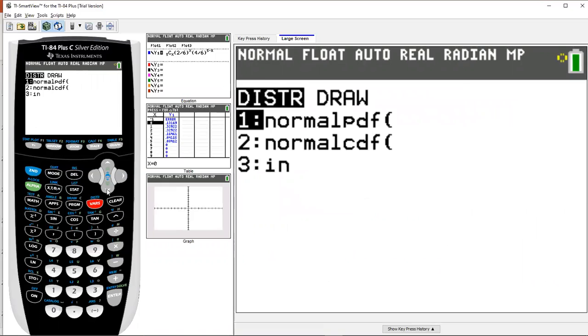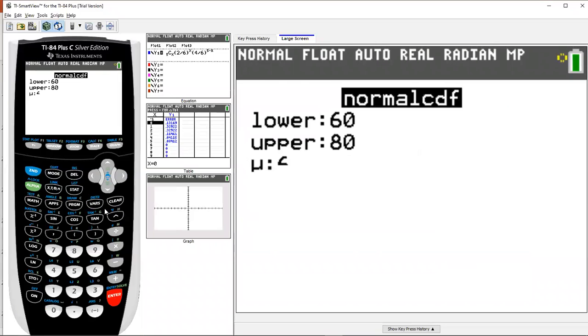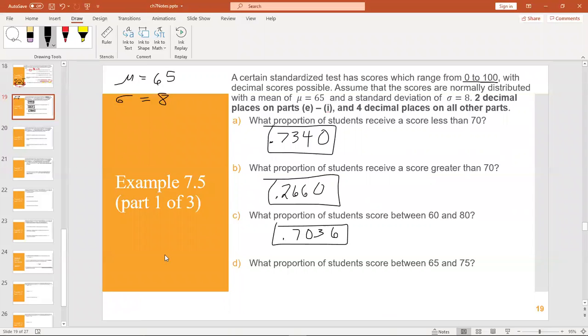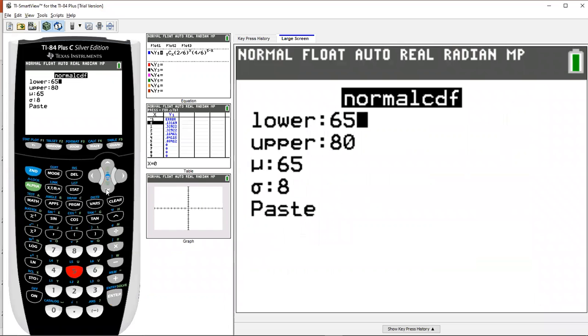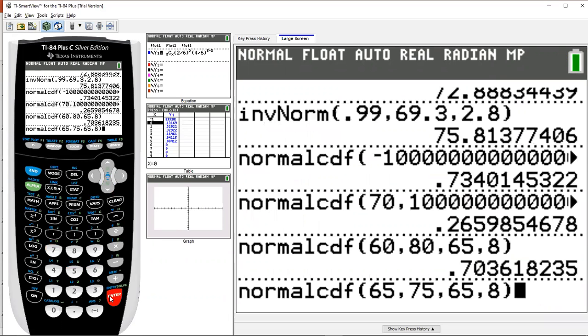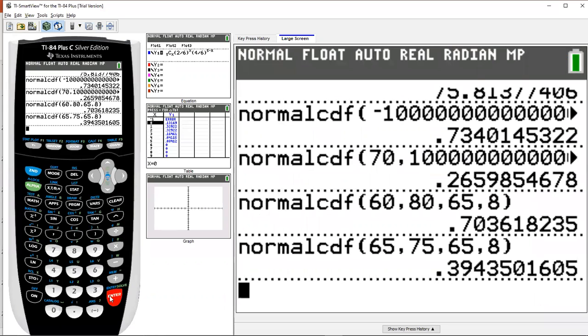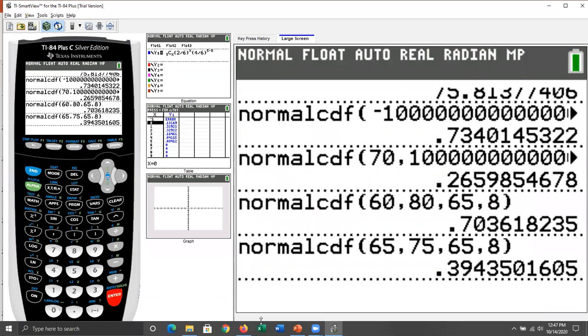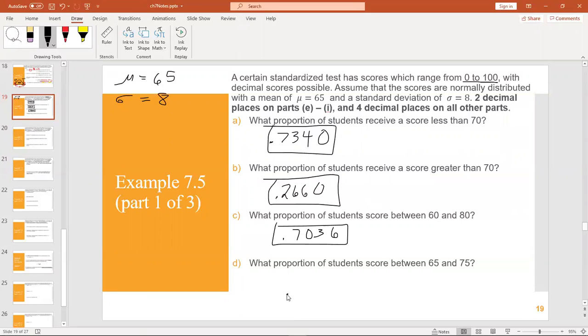What proportion are between 65 and 75? So we're going to go second vars. Do the normal CDF here. 65 to 75. Okay, we can do that. 65, 75. 0.3944 if you round that off. All right, so that is that probability.